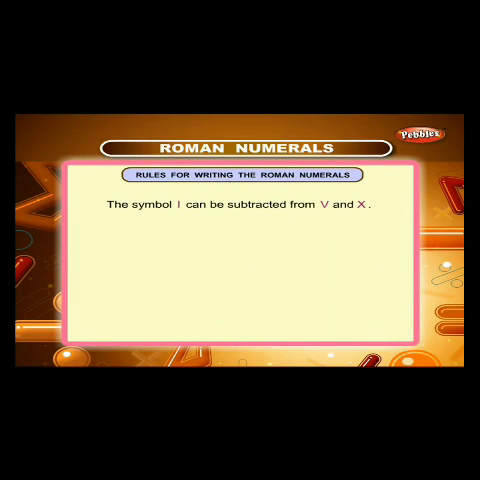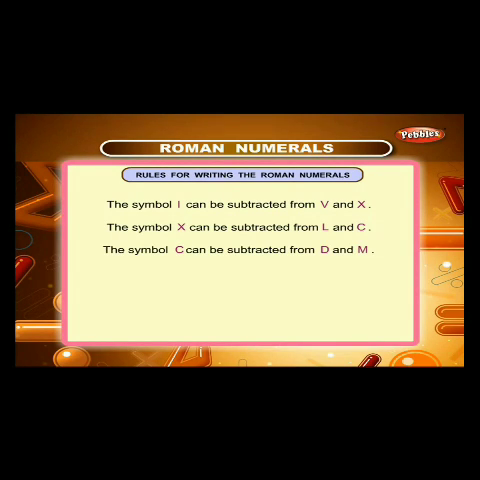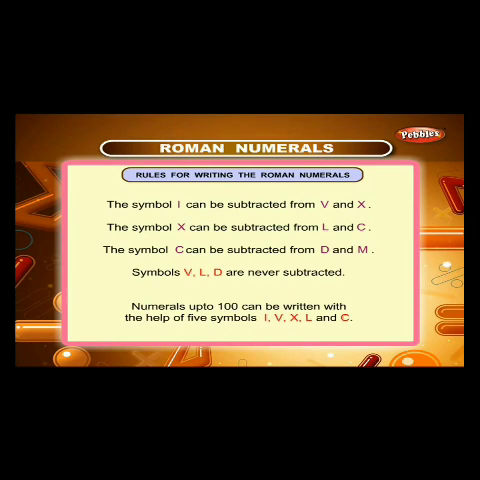The symbol I can be subtracted from V and X. The symbol X can be subtracted from L and C. The symbol C can be subtracted from D and M. Symbols V, L, D are never subtracted. Numerals up to 100 can be written with the help of 5 symbols: I, V, X, L and C.